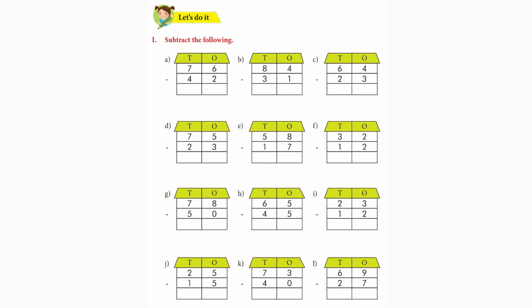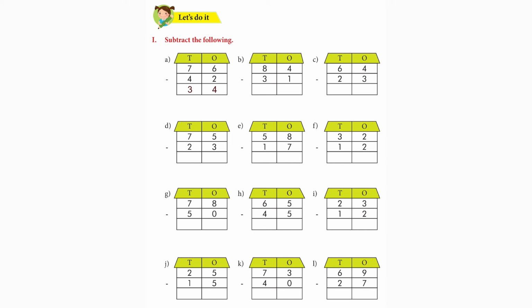Subtract the following: 76 minus 42. So first let's look at the ones place. We have 6 minus 2. When we do 6 minus 2, we have 4. Write down 4. And then 7 minus 4. The answer is 3.